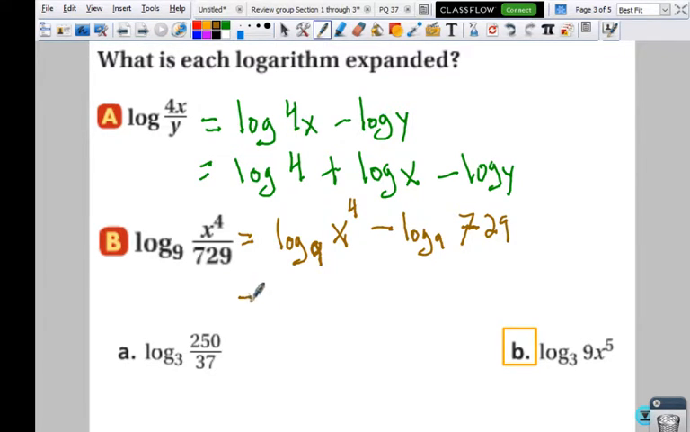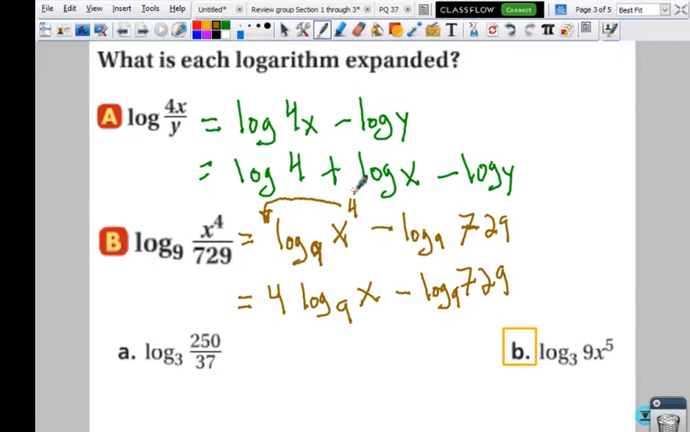But we can keep going because we're going to use our power rule. This exponent of 4 is going to get kicked out in the front when I expand it. So I'm going to go 4 log base 9 of x minus log base 9 of 729. Remember, when we do these, we want to go as far out as possible, so I have to get rid of all the exponents in there and drop them out front.